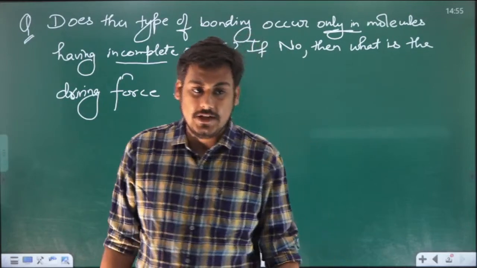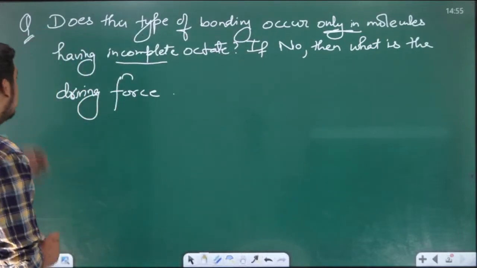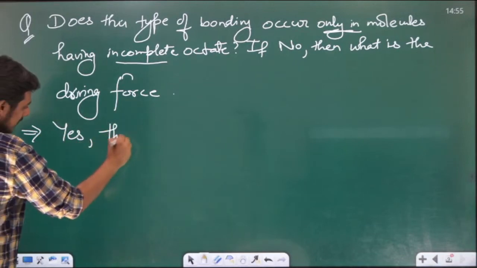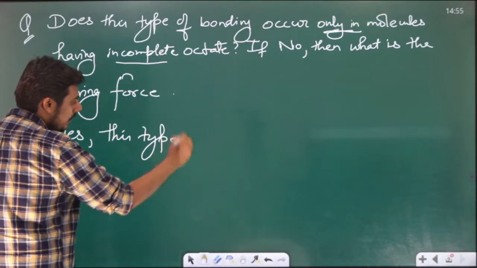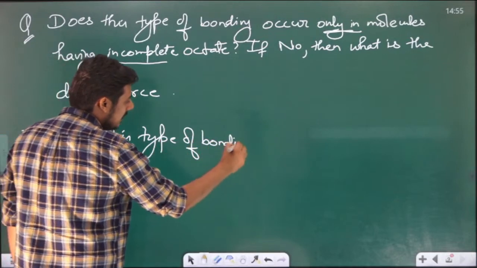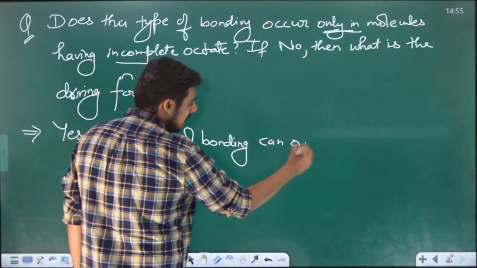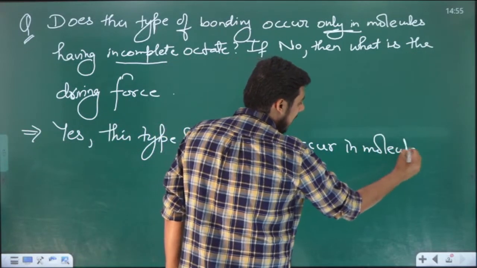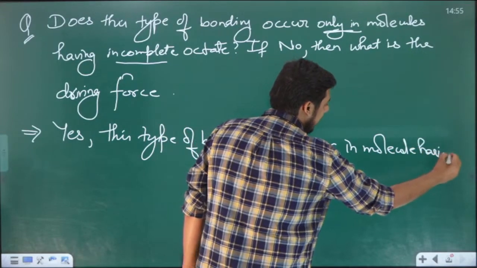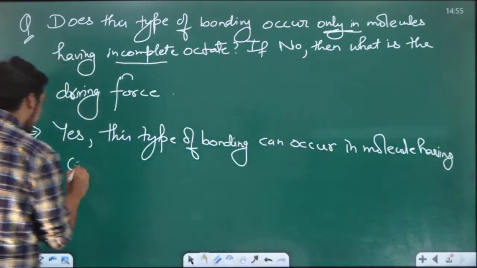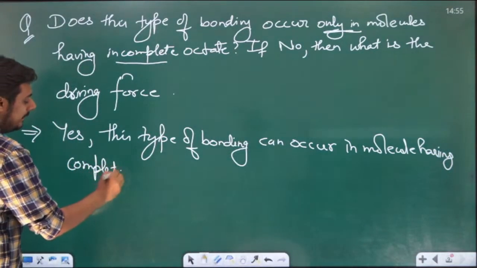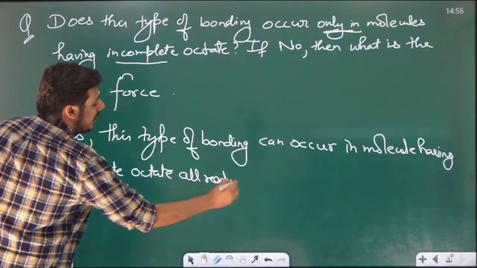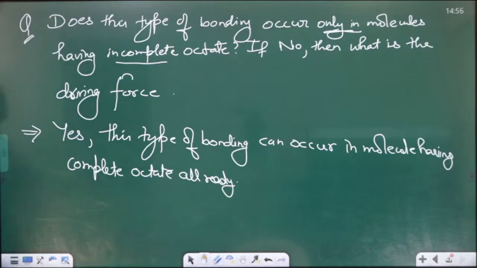Caused by electronegativity difference. Okay, have a look at it. The answer is yes, this type of bonding can occur in molecules having a complete octet already.